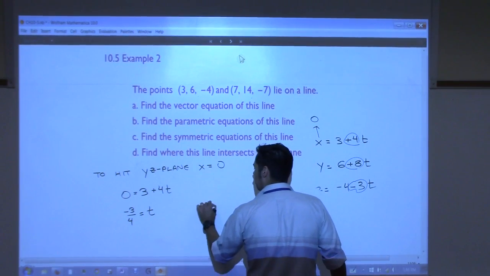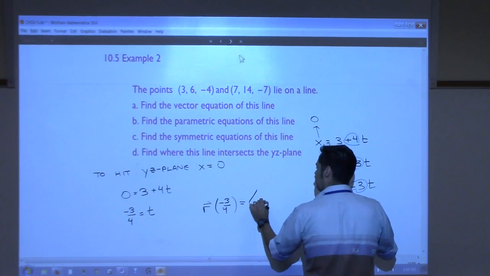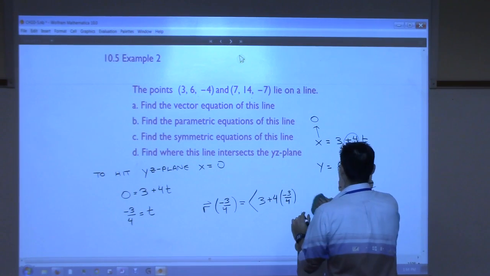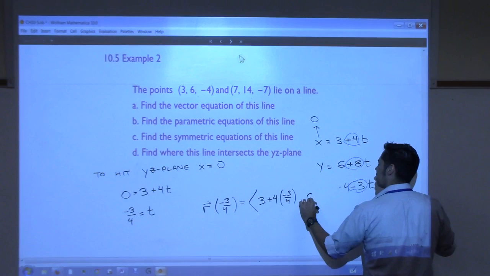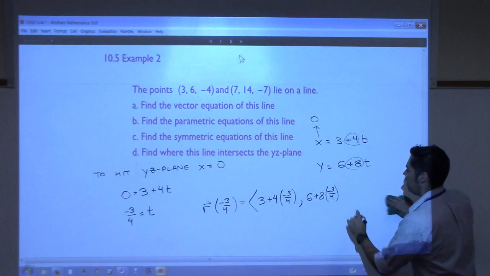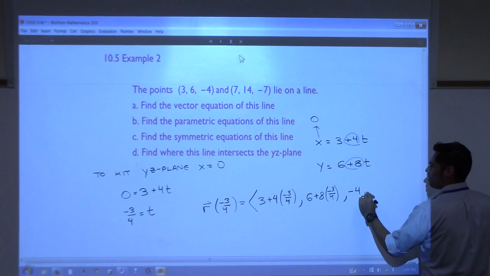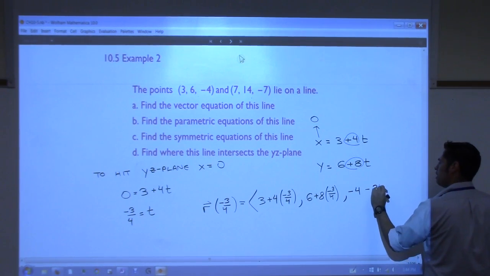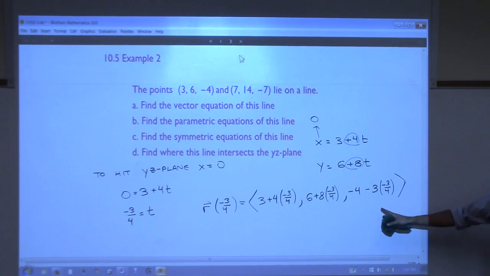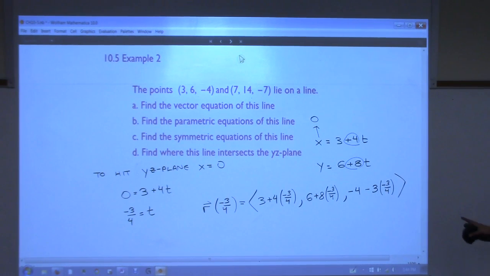I like to go back to the vector equation because I like working with the vector equation more than this. So the vector equation was 3 plus 4 times t, but t is negative 3/4. And then 6 plus 8 times negative 3/4. And then negative 4, minus 3t, which is negative 3/4. So that's me going into the vector equation, replacing all my t's with negative 3/4. Do I have any questions on where I got t from?